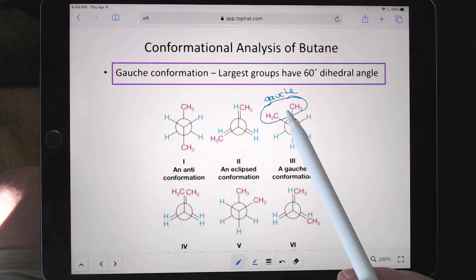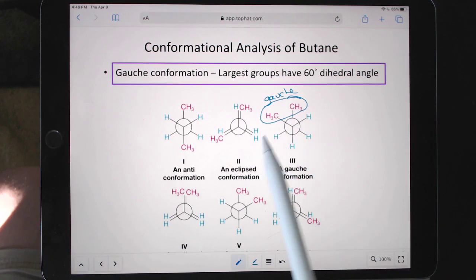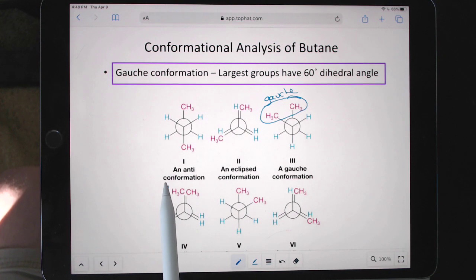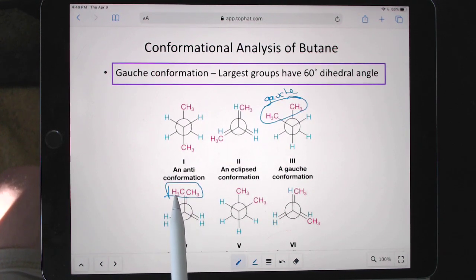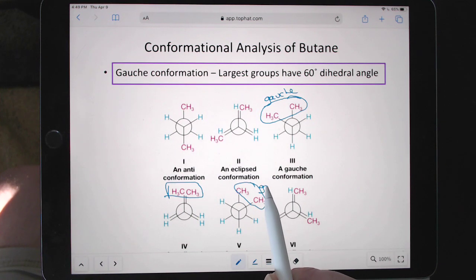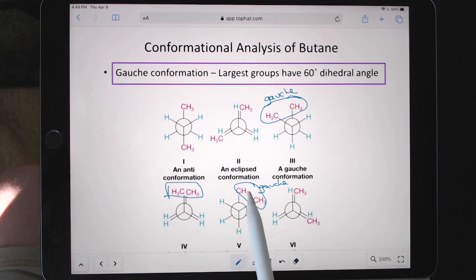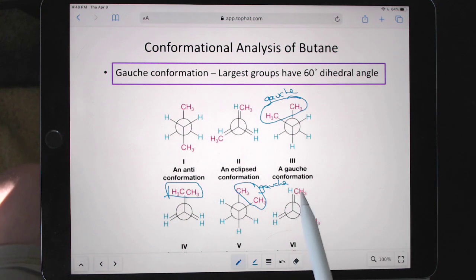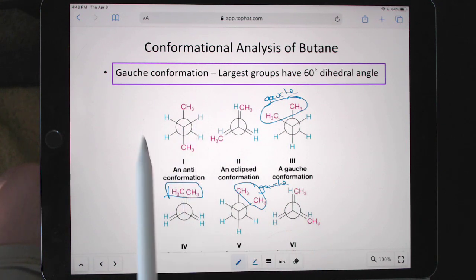Here they're starting to feel each other, and then when they're eclipsing, oh my goodness, you have the two largest groups right on top of each other. This is going to be maximum destabilization. You rotate it around, and again you're going to have a gauche interaction here, then eclipsing, and then rotate another 60 degrees and you get back here.